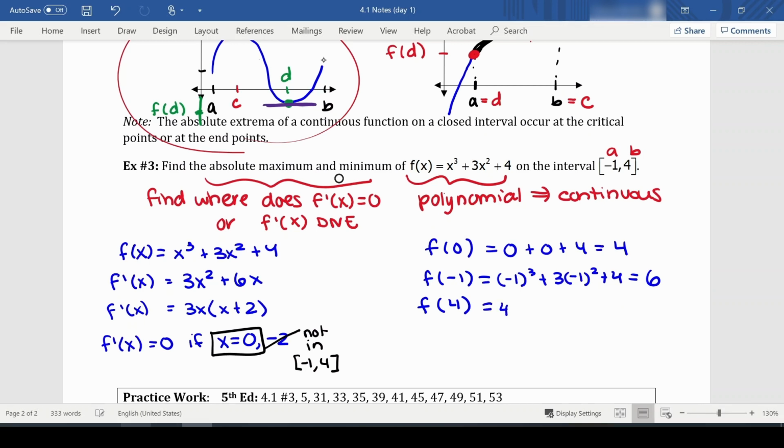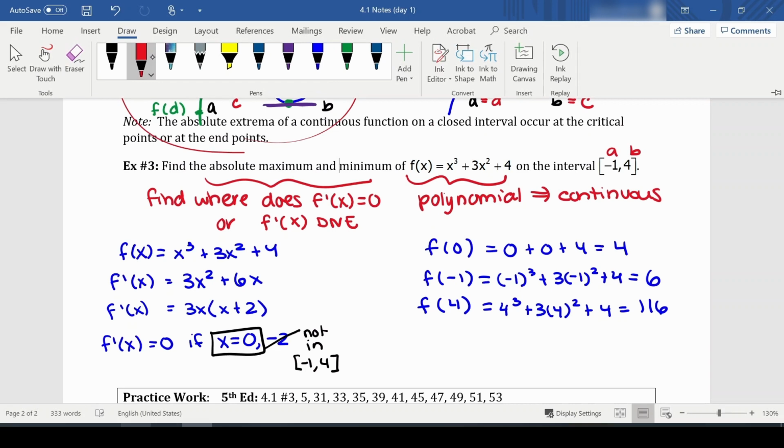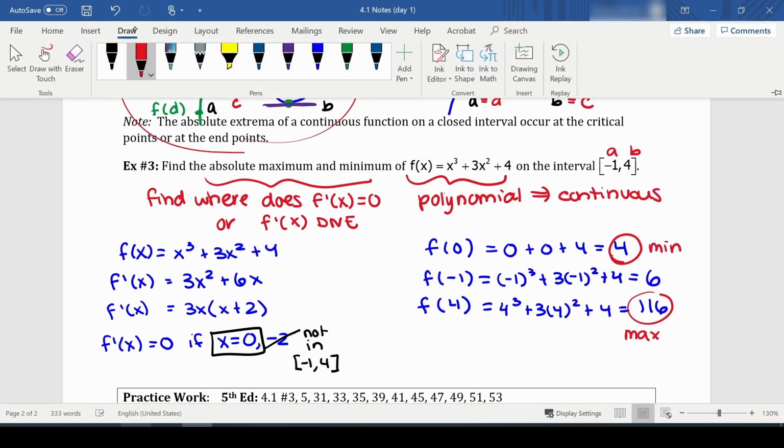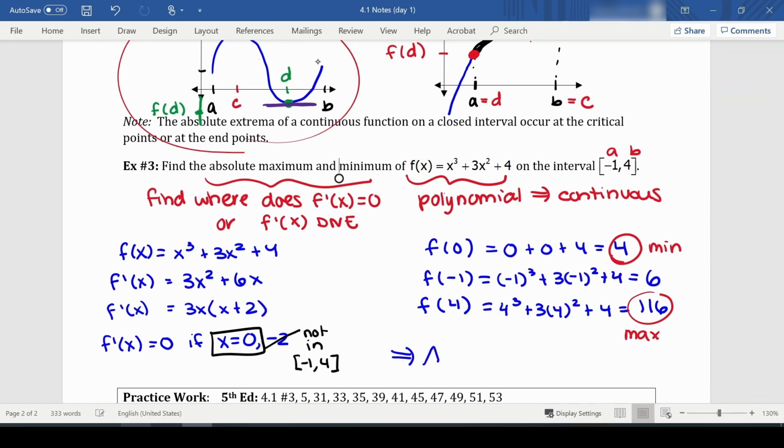And then I'm going to try 4. I get 4 cubed plus 3 times 4 squared plus 4. That's going to be a big number. Okay, we get 116 there if we plug that in. So we can see 116 is my biggest number. So this has got to be my maximum. 4 is my smallest number. So this is my minimum. That means our absolute max is at (4, 116), the point where our maximum is. And our absolute minimum is at (0, 4), the point where our minimum is.